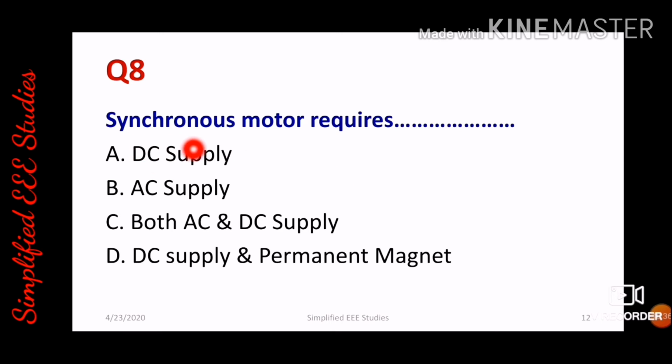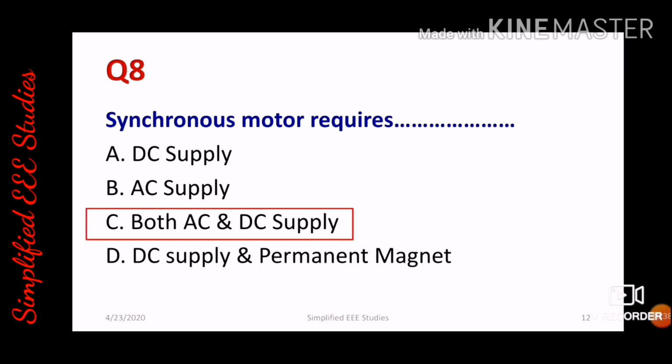Question number 8. Synchronous motor requires dash: DC supply, AC supply, both AC and DC supply, or permanent magnet. The right answer is, at the beginning, we need DC supply in the case of a synchronous motor. Basically, a synchronous motor is an AC motor, so at the beginning we require DC supply. To synchronize rotor speed with respect to the stator field, we require a DC supply. Option C is the right answer. So we can say that a synchronous motor requires both AC and DC supply.